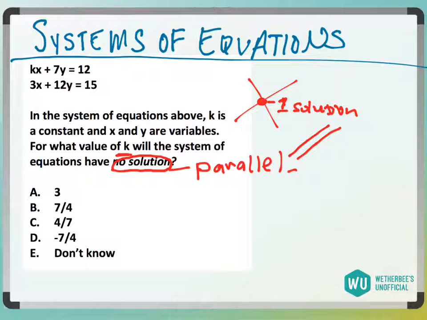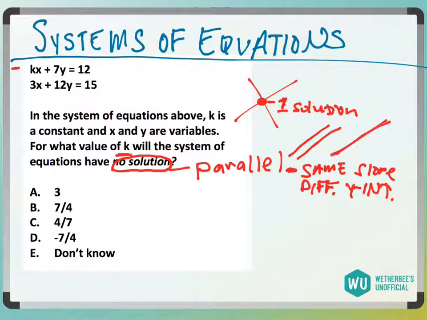So what do we need to do for this equation for k to make sure they're parallel? We need the same slope and we need a different y-intercept, right? And the reason we need a different y-intercept is that a line that has the same slope and the same y-intercept as another line is literally the exact same line. It would be right on top of it. So same slope, different y-intercept.